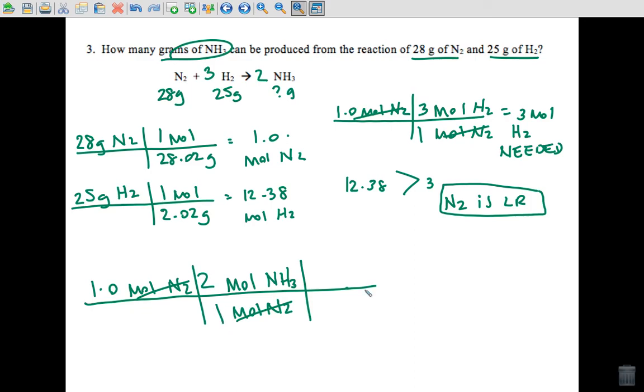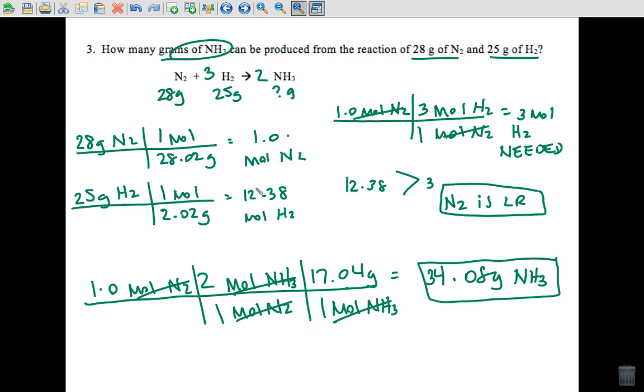Numbers come from coefficients. Right now I'm in moles of NH3, but I want grams of NH3. So I'm going to use the molar mass of NH3 on the top here, which is 17.04. Do my calculations, and I get 34.08 grams of NH3 are produced.